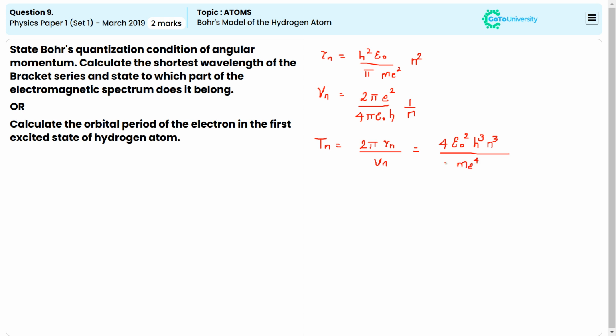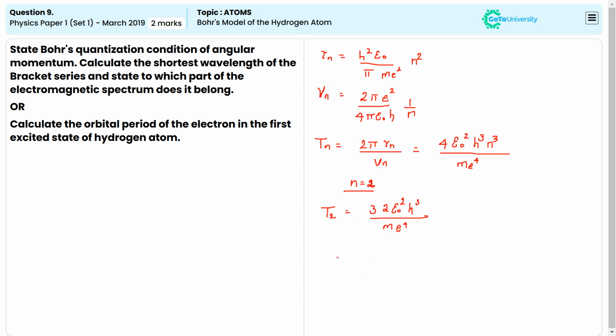For the first excited state of hydrogen atom, n is equal to 2. Then T2 is equal to 32 epsilon naught square h to the power of 3 divided by m e to the power of 4. n is nothing but 2 here. 2 cube is 8, 8 fours are 32. Epsilon naught square h cube divided by m e to the power of 4.